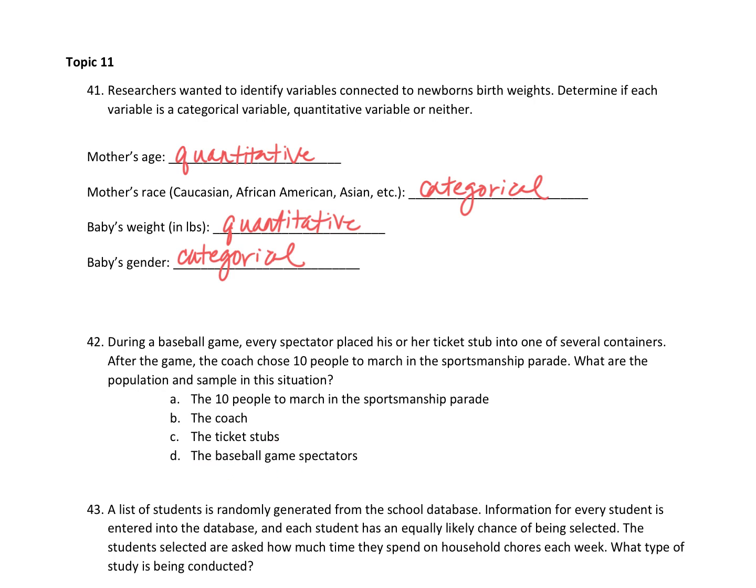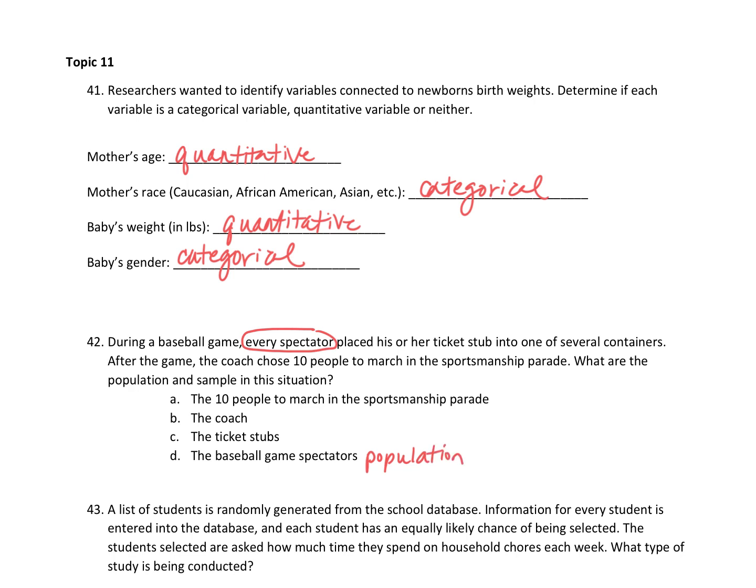So the population is going to be everybody, and we're choosing a smaller group of that to represent everybody. So in this case, every spectator placed his or her ticket stub into one of several containers. So every spectator, that's going to be our population. So option or letter D, the baseball game spectators, that's our population.